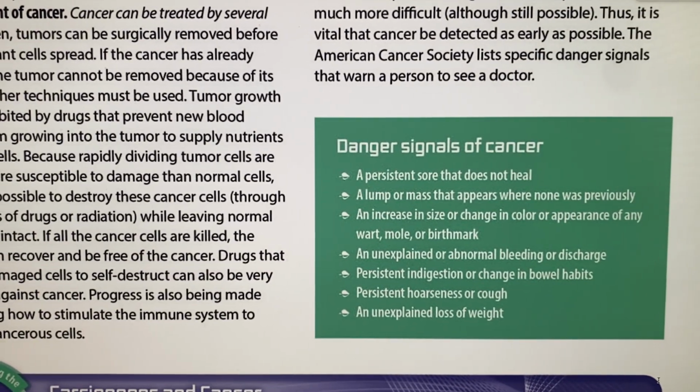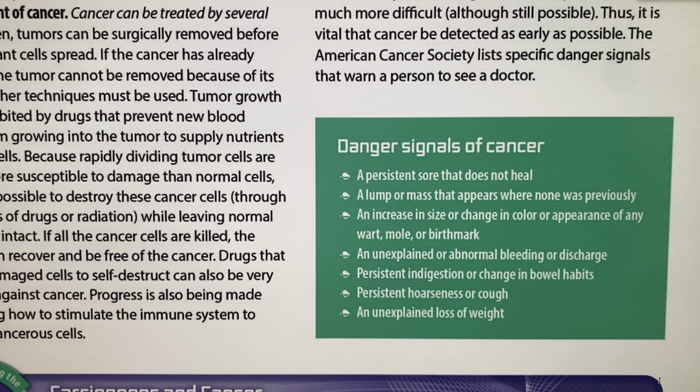So let's go over the danger signals and then the treatment. The danger signals: if you have a persistent sore that doesn't heal, you have a lump somewhere where none was previously there, or you have an increase in size or color change of your wart, mole, or birthmark. It just looks weird or bigger, so you get it checked out. And unexplained abnormal bleeding or discharge: suddenly you're bleeding somewhere, you need to figure this out.